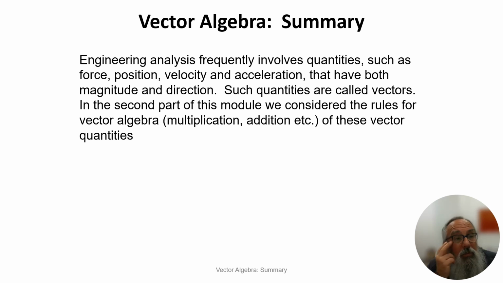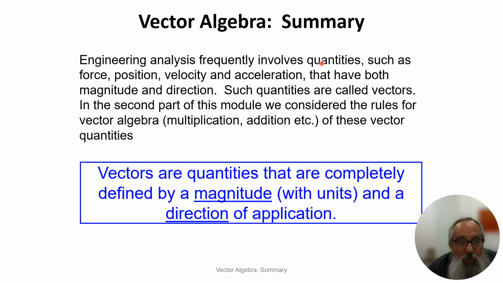Let's have a look at a summary for this module. We frequently use vector notation when we're looking at forces, position vectors, acceleration, and doing things like calculating moments and distances. Vectors are quantities that are completely defined by a magnitude, sometimes with units, and a direction. Not necessarily a specific point where they're applied, unless we're applying them to a point, as with a position vector, which is relative to another point.